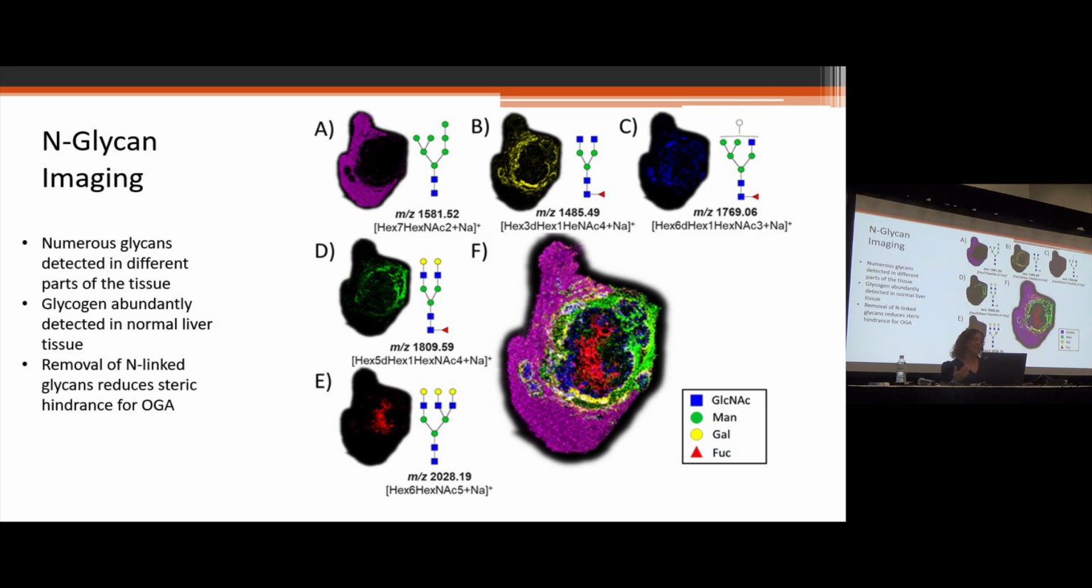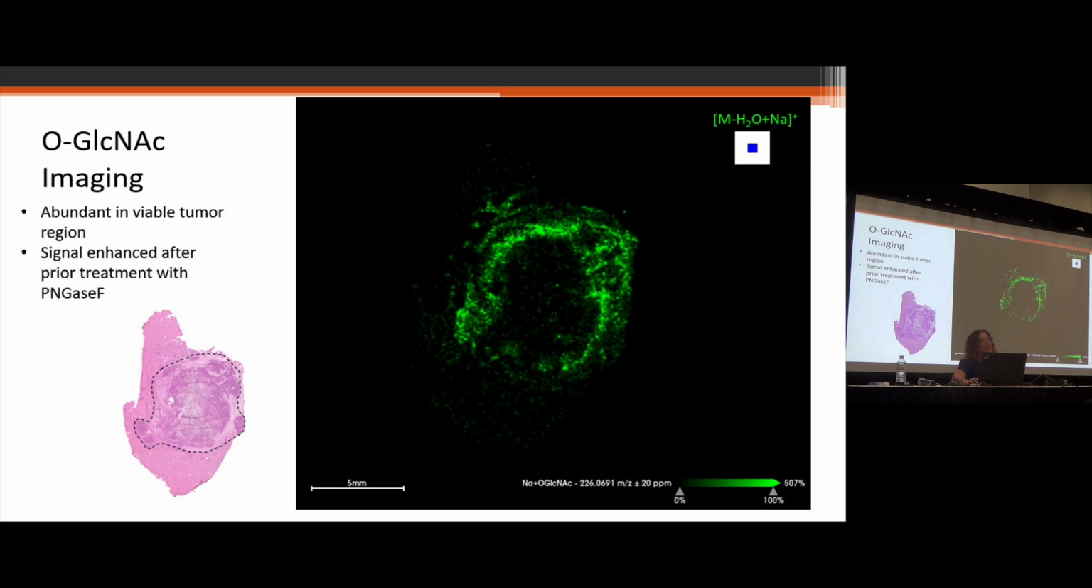So not surprisingly, there was a lot of glycogen stored in their livers. But it was just an interesting finding, so you never know what you're going to find in your imaging experiments. Then we did the O-GlcNAc imaging on the same section, and here we can see the signal corresponding to that area of viable tumor around the edges and not as much in the necrotic area in the center. Again, this is the water loss sodiated species.